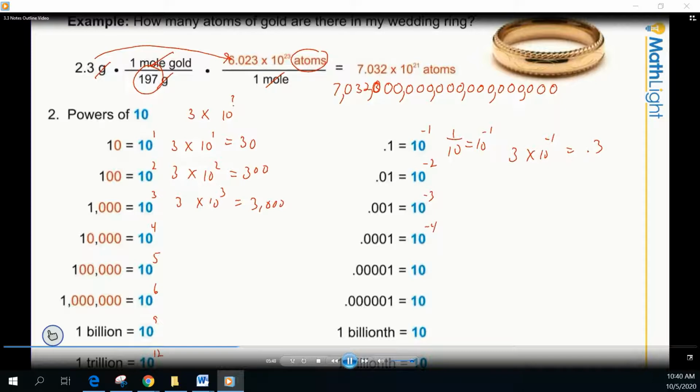So negative 4 is going to have 3 zeros at the decimal place. Negative 5 is going to have 4. Negative 6 is going to have 5. 1 billionth, negative 9, and 1 trillionth, negative 10. Okay? Scientific notation.